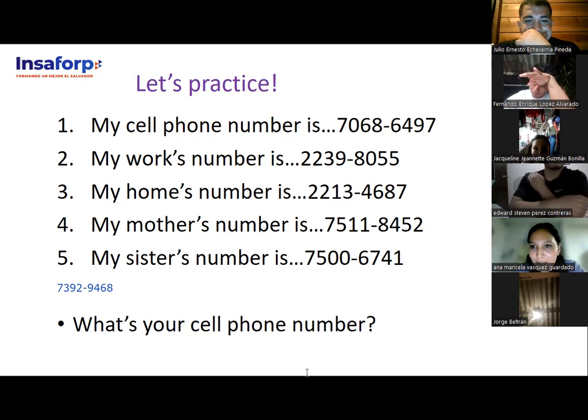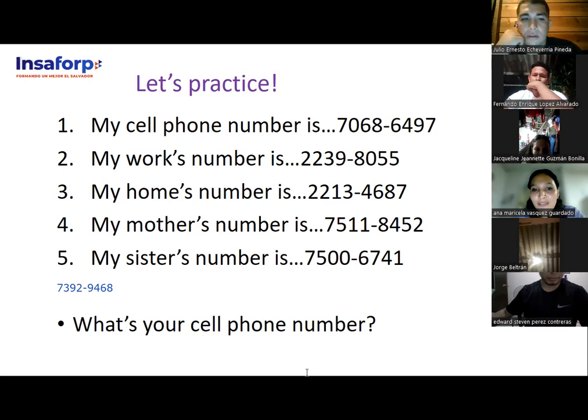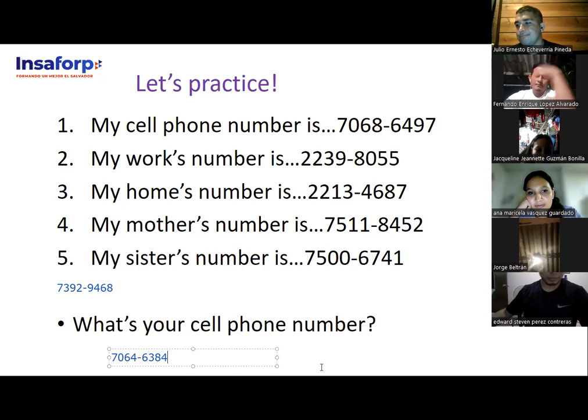Ask Jacqueline this question. What's your cell phone number? Your cell phone number. What's your cell phone number? My cell phone number is 7062-4-6-3-8-4. 7064. Can you repeat, Jacqueline? 6384. Yes. Is this correct? 7064-6384? Yes. Okay, thank you, Jacqueline.